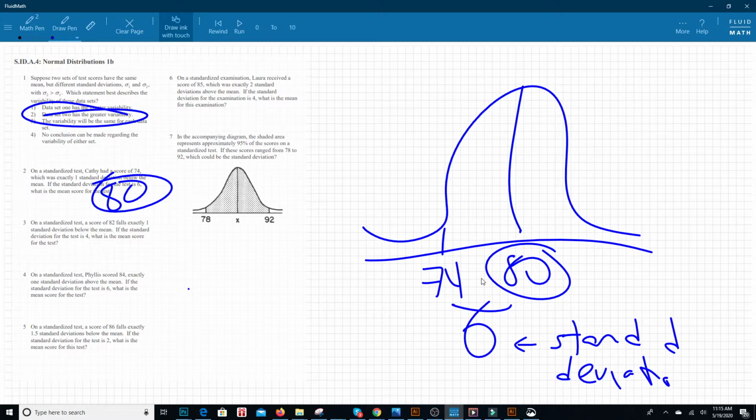On the standardized test, a score of 82 falls exactly one standard deviation below the mean. The standard deviation for the test is 4. What is the mean of the score? So 82 is one standard deviation below the mean. 82 plus 4 will give us 86.